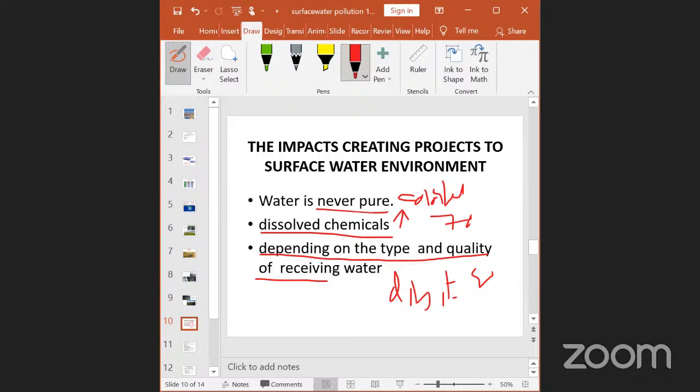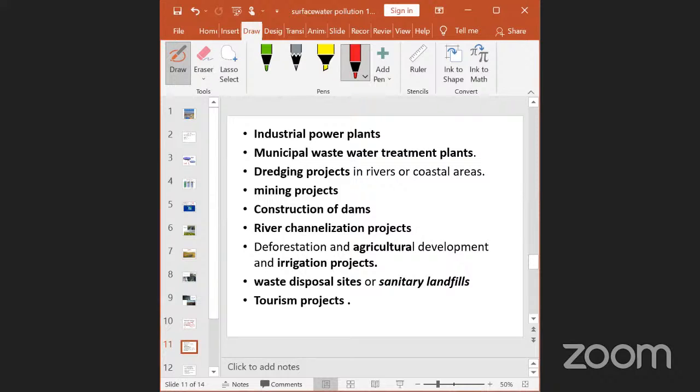The various developmental activities which cause significant impacts on the surface water normally require a detailed environmental impact assessment, EIA, right? What are the projects you see here? Those projects are industrial power plants, withdrawing surface water for cooling in power plants and discharging heated wastewater from the cooling cycles, right?